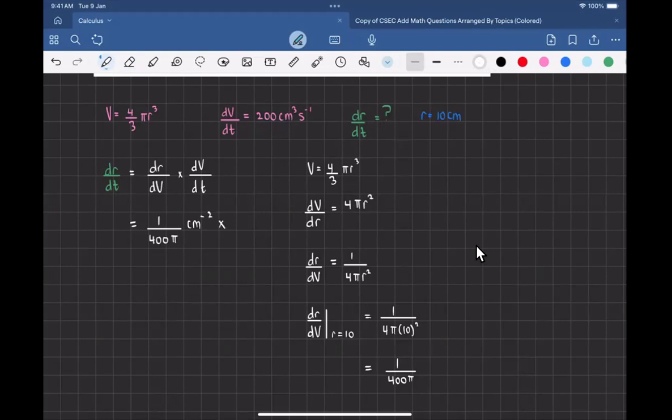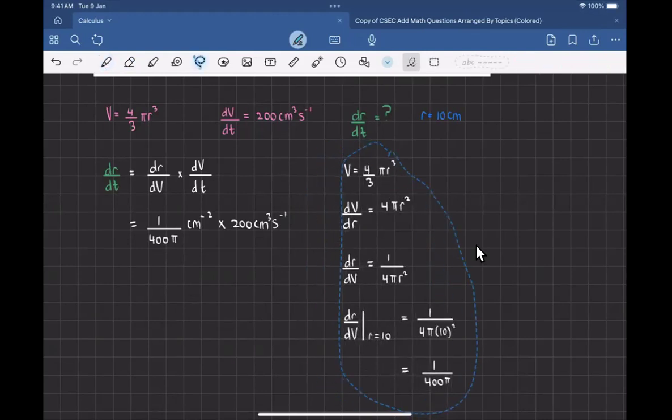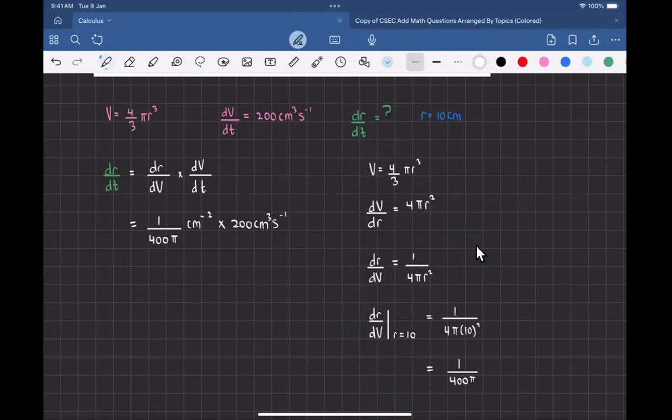multiplied by dVdt. dVdt is 200 centimeter cube per second. Right. So let me work this out. So Aliyah, 200 into 200 is 1, 200 into 400 is 2. So you would end up with 1 over 2 pi.